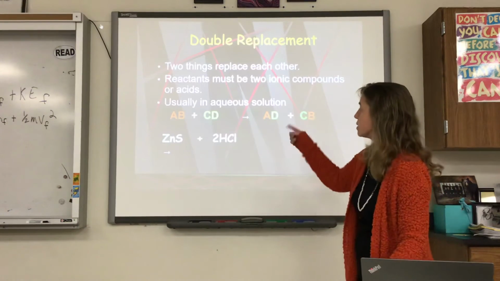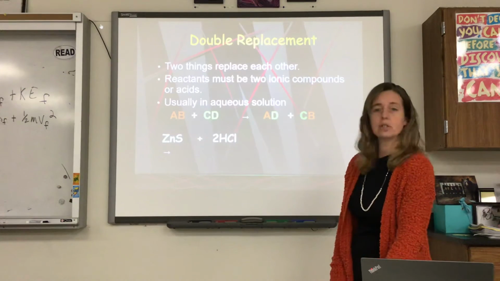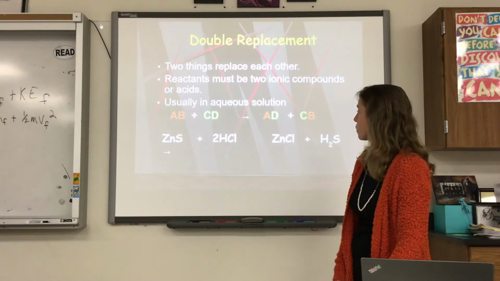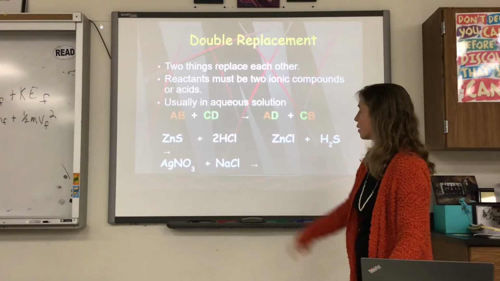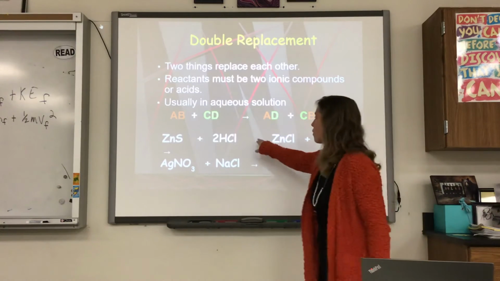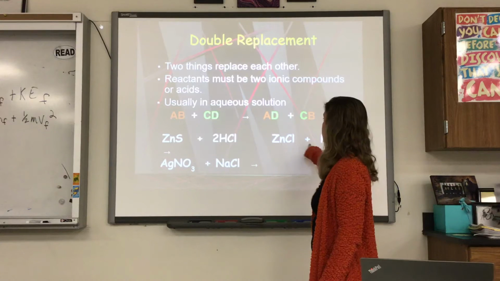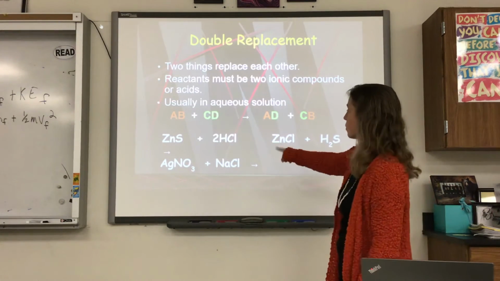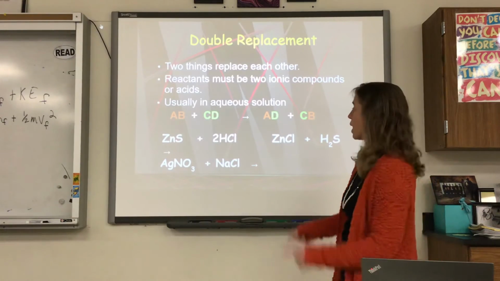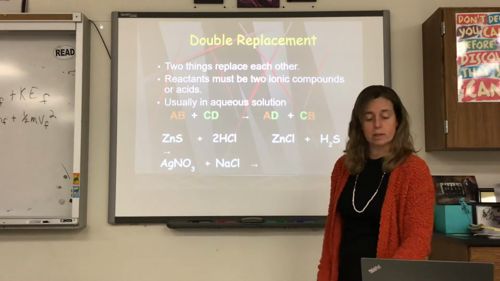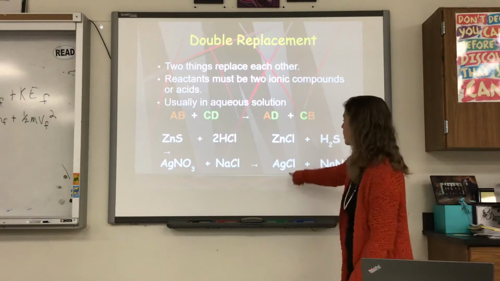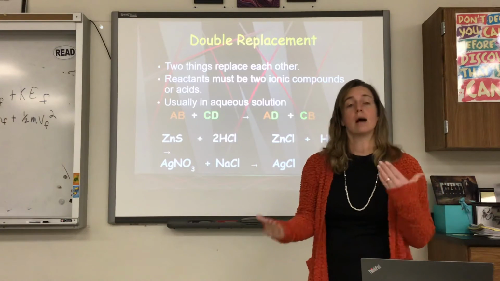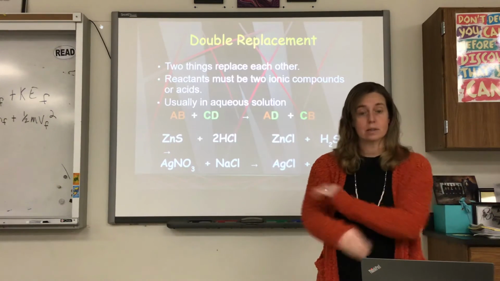So here we have zinc sulfide plus HCl. So the Zn and the H are going to switch places. I don't have my arrow there; there should be an arrow right here. It'll be ZnCl plus H2S. This next one we have silver nitrate plus NaCl. So Ag and Na are going to switch places on the other side. And we have AgCl now and NaNO3. So you see how that happens? The first element of each compound swaps places.